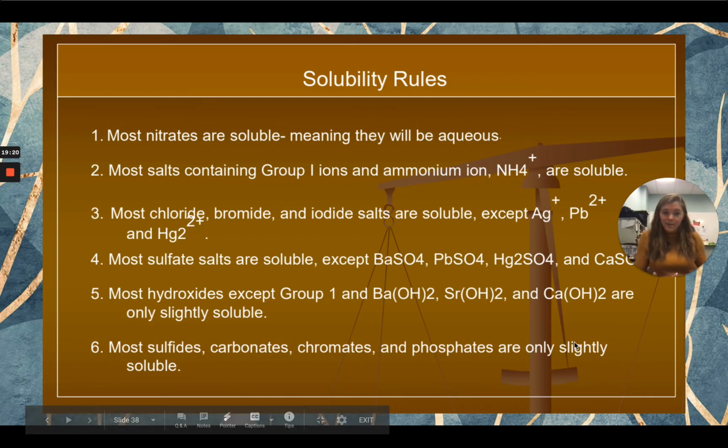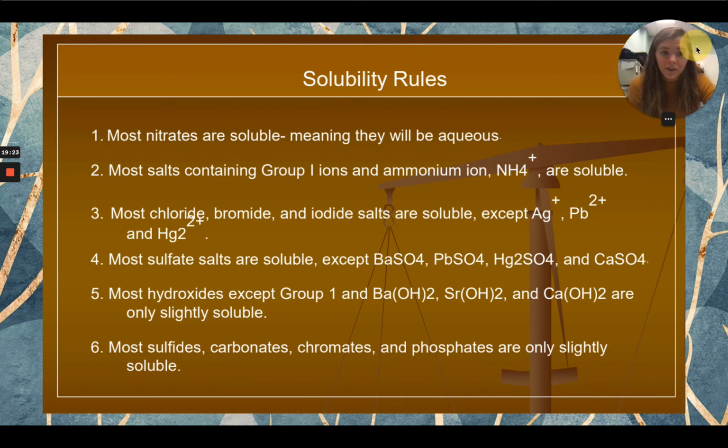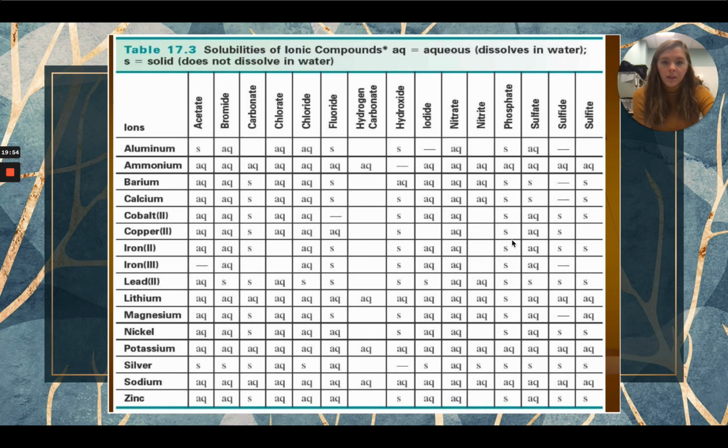When we're doing these, however, we do need to pay attention to something that also gets a little tricky. So with single replacement reactions, you're looking at reactivity series, and with double replacement reactions, you need to pay attention to the solubility rules. I will also provide you with these rules. So most nitrates are soluble, meaning they'll be aqueous. Salts containing group 1 ions and ammonium ions are soluble, whereas other things aren't soluble. And soluble basically means that they can dissolve in water.